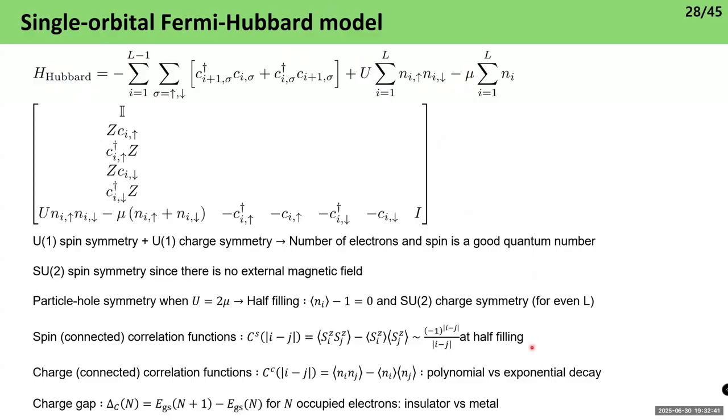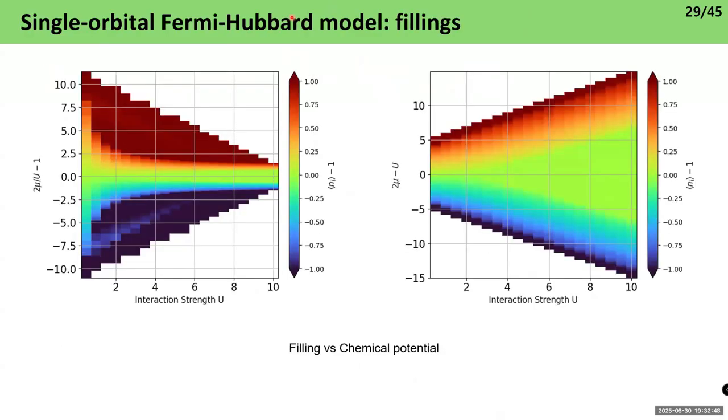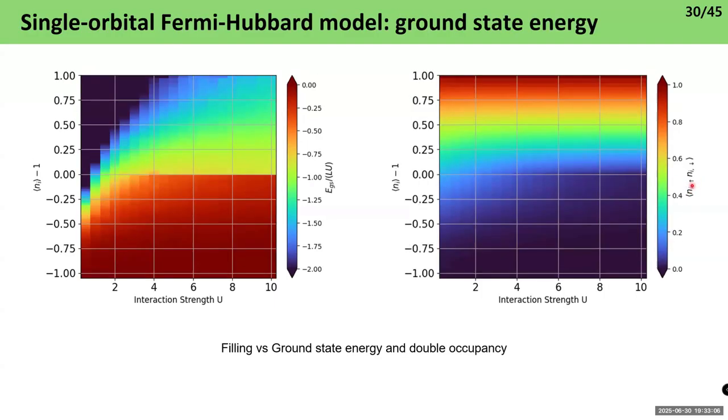There are also different phases by which we can theoretically classify this Fermi-Hubbard model, but I'm going to use the DMRG to classify the order. So this is the filling versus the chemical potential. Obviously, when the chemical potential is half of the interaction, then it is half filling, meaning that this average occupancy is 1. So if you compute the ground state energy, then you can see that there is a gap at half filling.